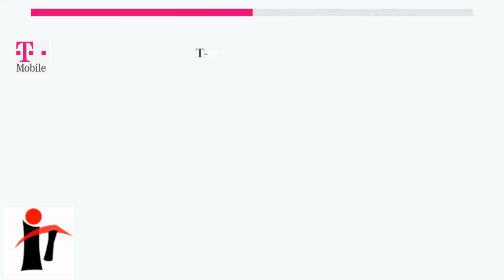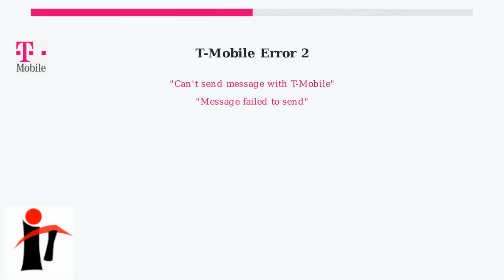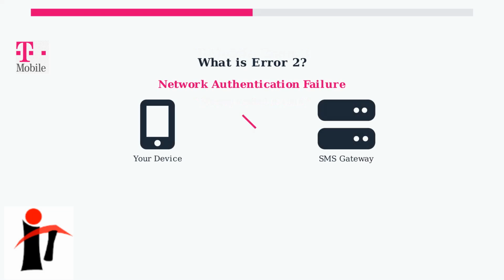T-Mobile Error 2 is one of the most frustrating messaging issues users face. This error appears as "can't send message" or "message failed to send" notifications on your device. Error 2 is fundamentally a network authentication failure. This means your device cannot properly authenticate with T-Mobile's SMS gateway, preventing messages from being sent through the network.